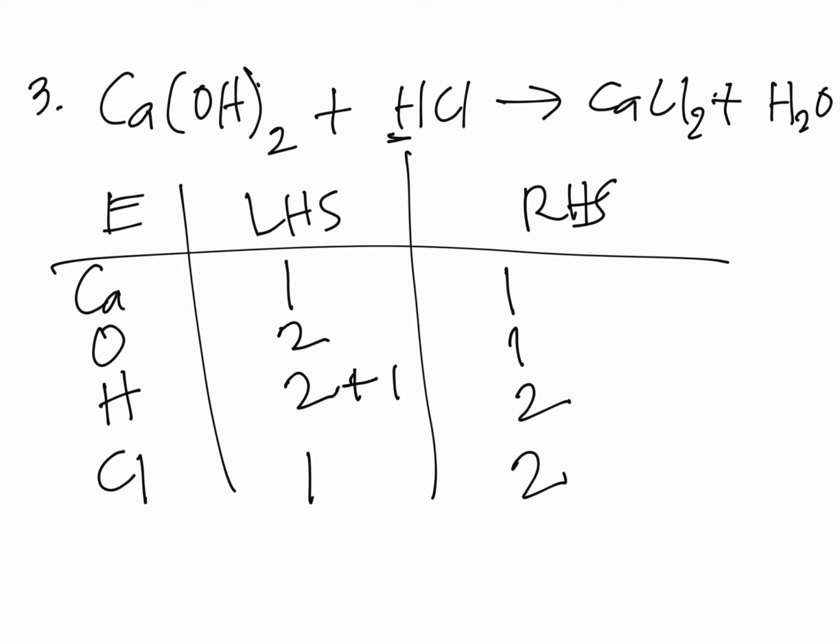So let's double check first. For the oxygen, because calcium is already balanced, we have to balance the oxygen. So we have to multiply 2 on the right hand side under oxygen to make it balance. And then for the hydrogen, you can see that's 2 and 1.